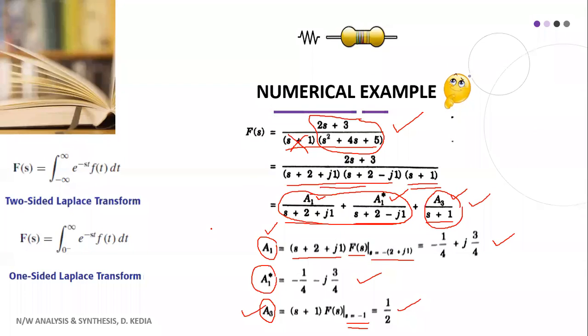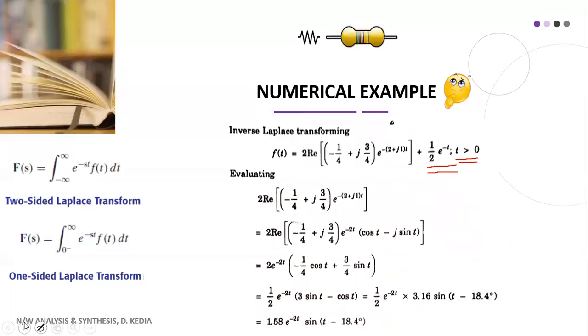Okay. And now these two expressions will be considered together by adopting the shortcut that we have discussed for complex numbers, that is twice the real part. So see, this is twice the real part. This is a1, and here we have a1 into e raised to the power minus of alpha plus j omega t. So we'll have to evaluate this portion. You can evaluate this at home also. Once you evaluate, you will get this answer: 2 e raised to minus 2t times minus 1 by 4 cos t plus 3 by 4 sin t.